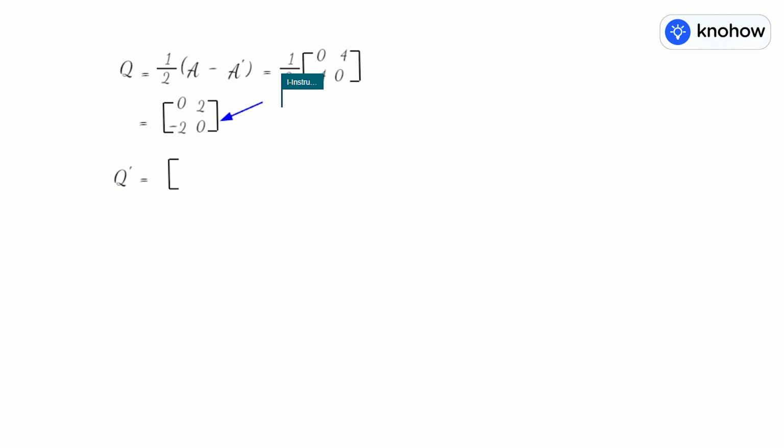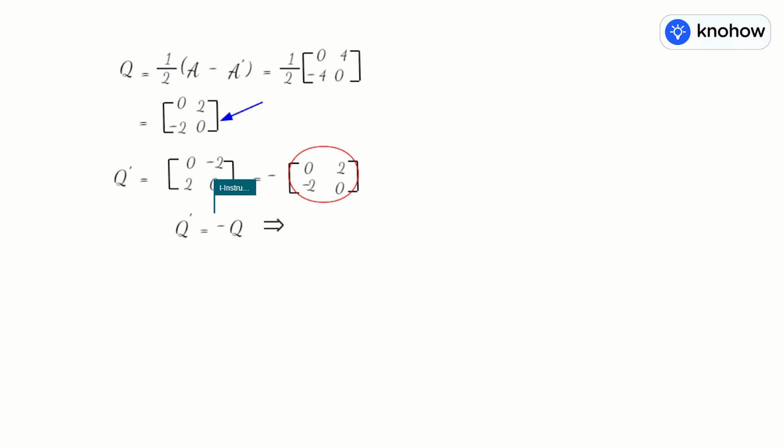And now let us work out Q dash. So Q dash, the elements of the first row, 0, 2 will go in the first column, and that of the second row will go in the second column to give you 0, negative 2, 2, 0. Take a negative sign common, you get 0, 2, minus 2, 0, which is nothing but Q itself. So you get negative times Q. What do you conclude? Because Q dash can be expressed as minus Q, we say Q is a skew symmetric matrix.